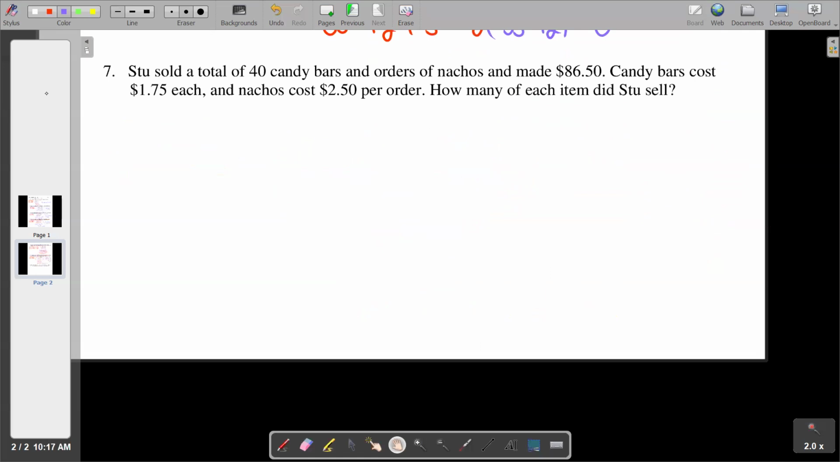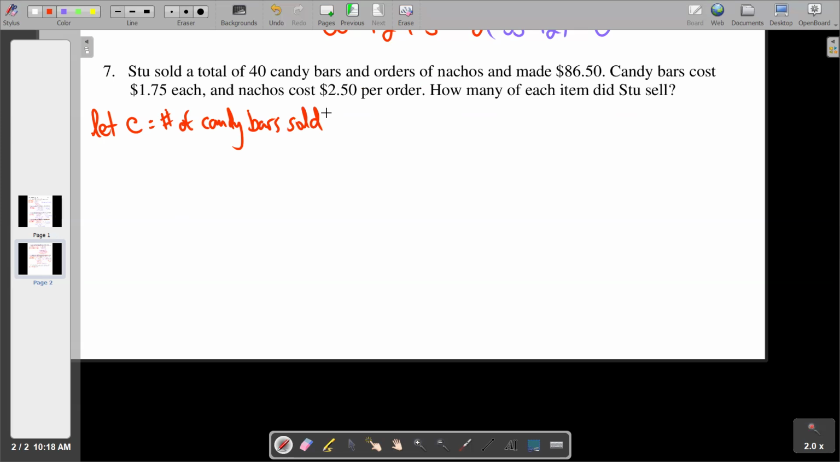What are our variables going to be on problem 7? I think N and C make perfect sense. So let's let C equal what? Cash. Or candy. How many what were sold? I like that. Thank you. So let C equal number of candy bars sold.